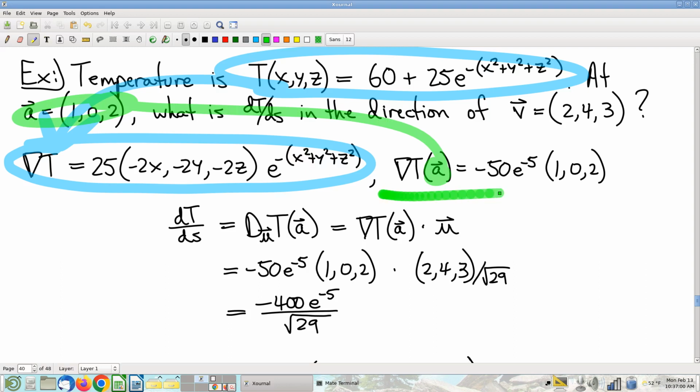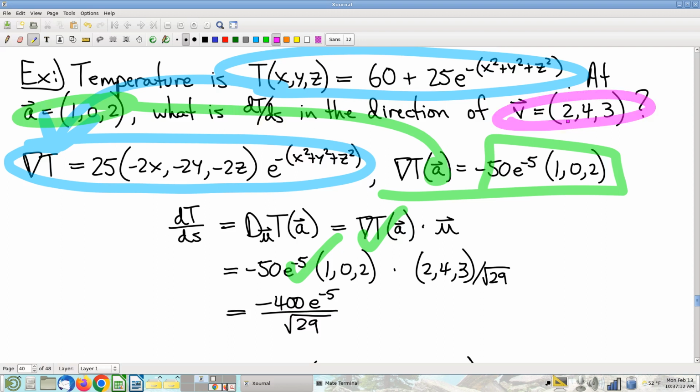We plug in that point, which gives us the gradient that we dot with the vector in question. Again, I have to unitize that. The unit vector is going to be the vector in question divided by its own magnitude, just like in the previous question, and arithmetic and victory. What do you think? Everybody happy? Cool.